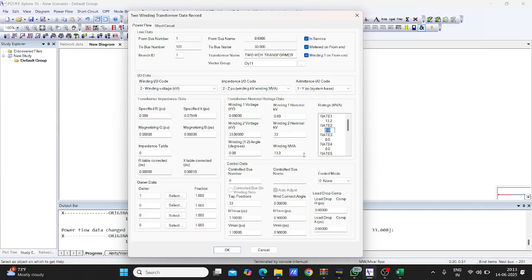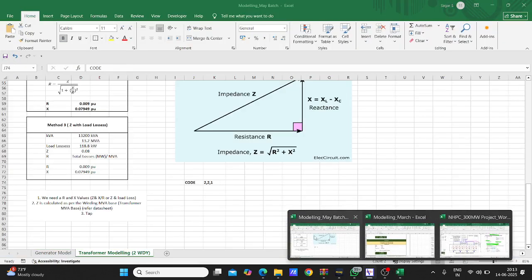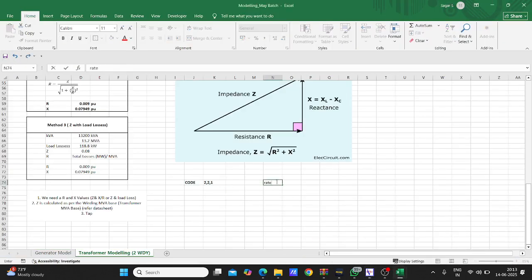And this is rate 2. Rate 1, rate 2, rate 3. How are we able to enter? Rate 1 is equal to the same as the transformer rating. I think I'm running out of charge, so I will try to finish as soon as possible. Rate 2 is equal to 1.1 times rate 1. Okay, what is rate 3? Rate 3 is equal to 1.2 times rate 1. This is how we need to calculate.